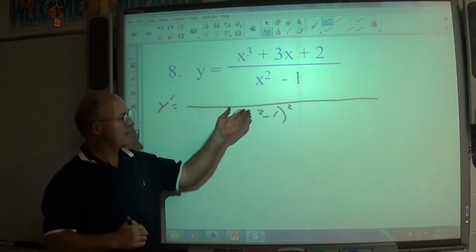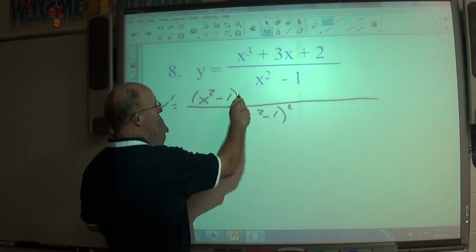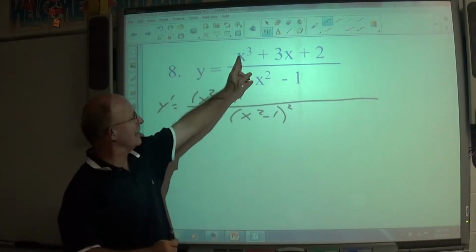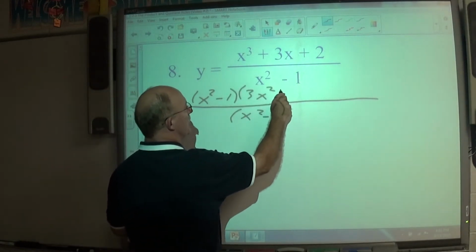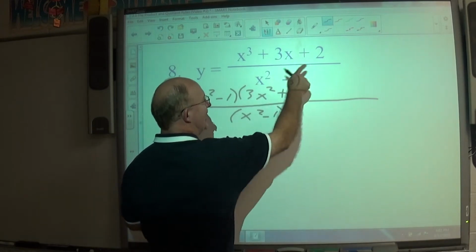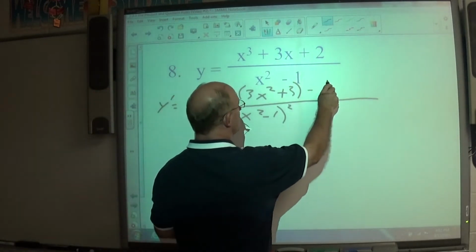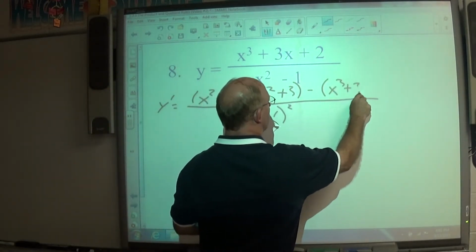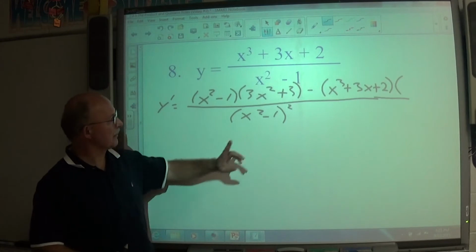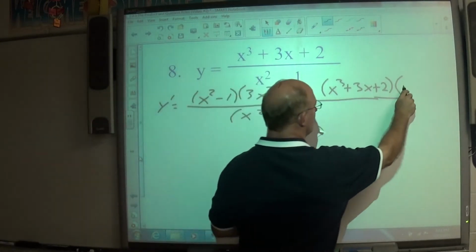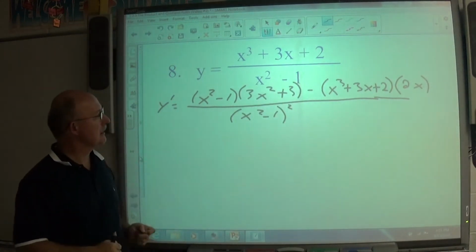Now remember, in the quotient rule, you've got to be very careful as you set this up. So it'll be the bottom, x squared minus 1, times the derivative of the top. Now as you take the derivative of x cubed plus 3x plus 2, the derivative of x cubed is 3x squared. The derivative of 3x is 3, and the derivative of 2 is 0. So that's the bottom times the derivative of the top, minus the top, which is x cubed plus 3x plus 2, times the derivative of the bottom. Now the derivative of x squared is 2x, and the derivative of minus 1 is 0. All right, so this right here is our derivative.